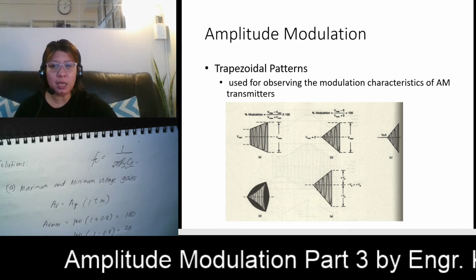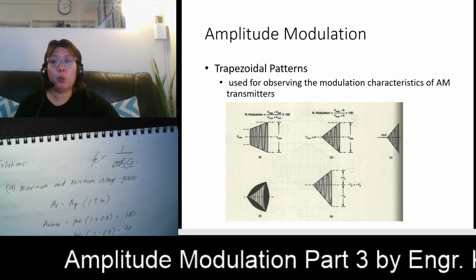For letter A, this shows a linear 50% AM modulation. This figure shows a 100% modulation. For C, this is more than 100% modulation. That means your modulating signal's amplitude is greater than your carrier signal amplitude, or this is the trapezoidal pattern for an over-modulated AM. So it is considered as null.